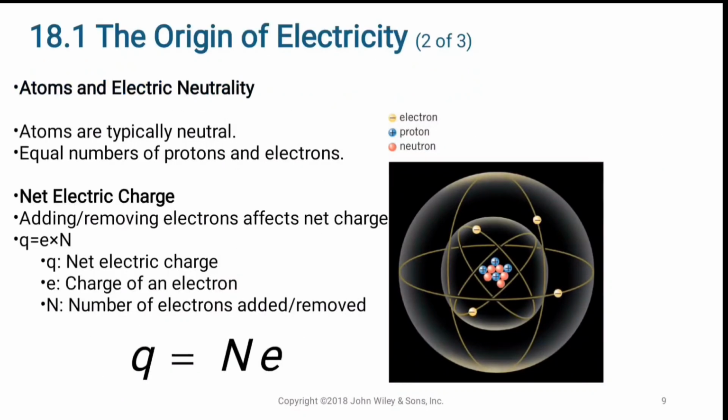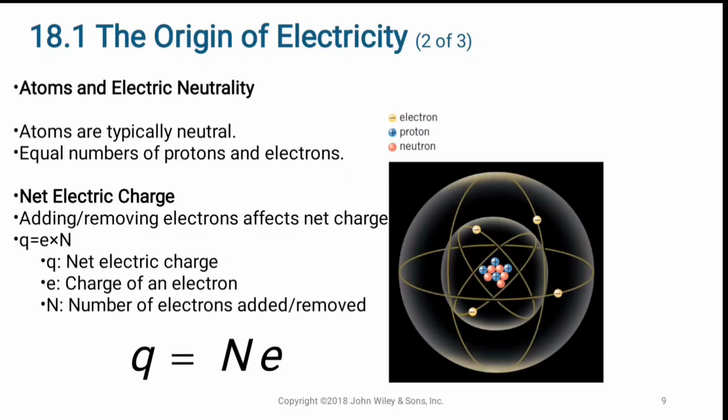Okay? Now, please take note that atoms and electrical charge have a neutrality in terms of their equal number. So again, if you have 6 protons of a certain element, it also has 6 electrons. Again, they should be equal. Now, the net electric charge helps us to determine how the electric charge of a certain atom increases or decreases.